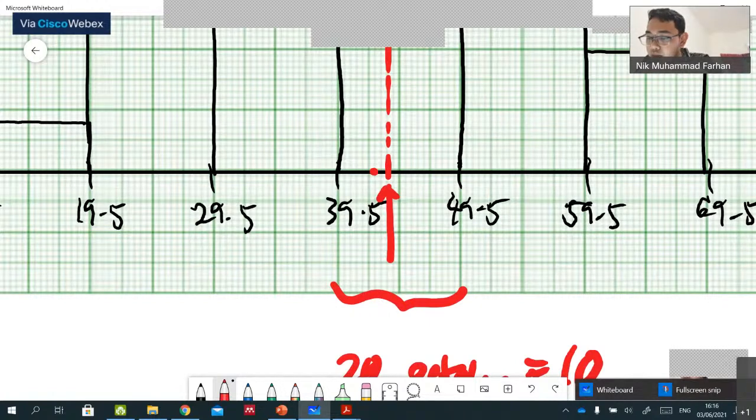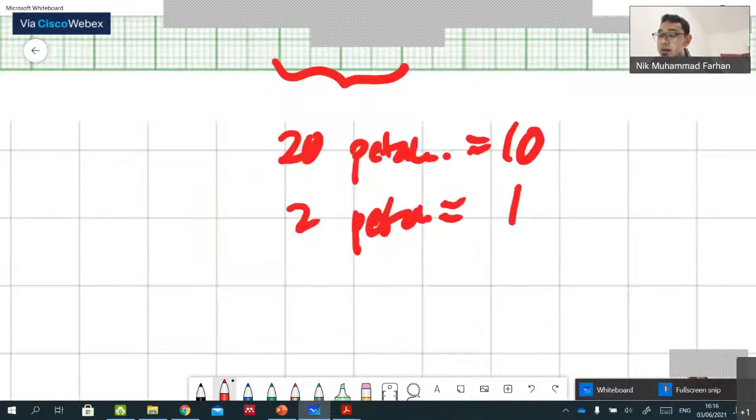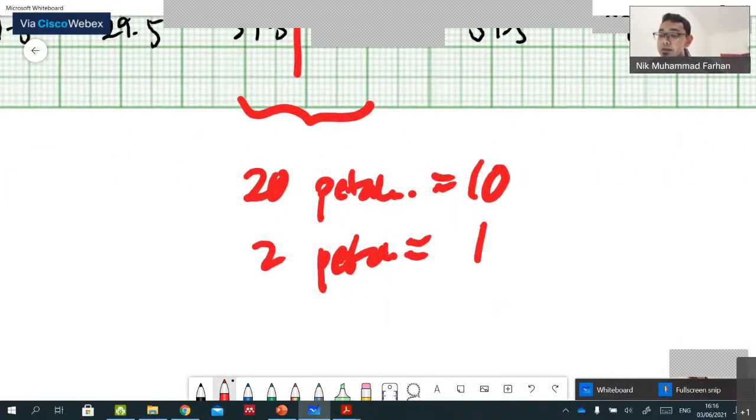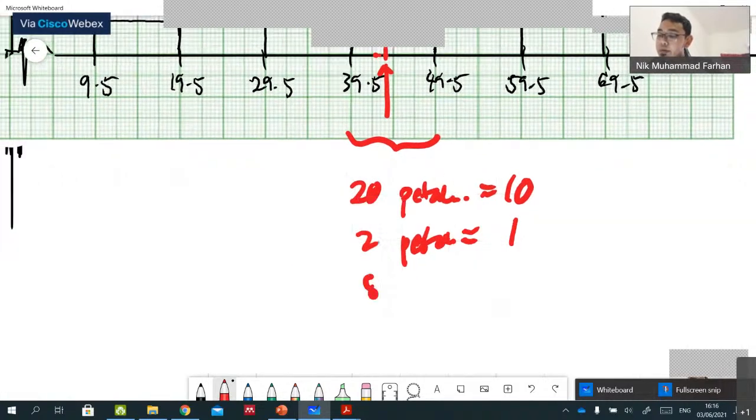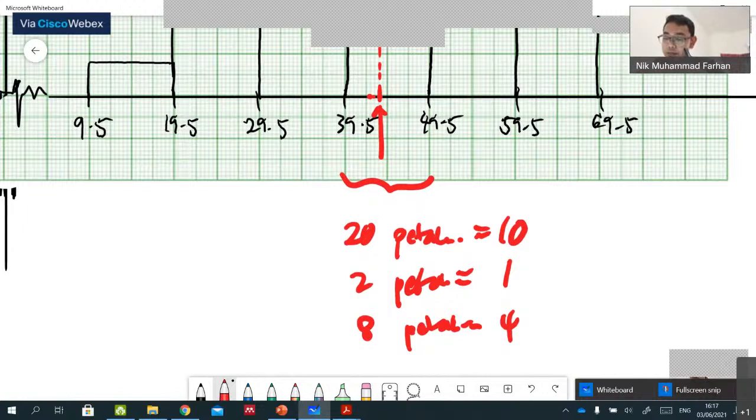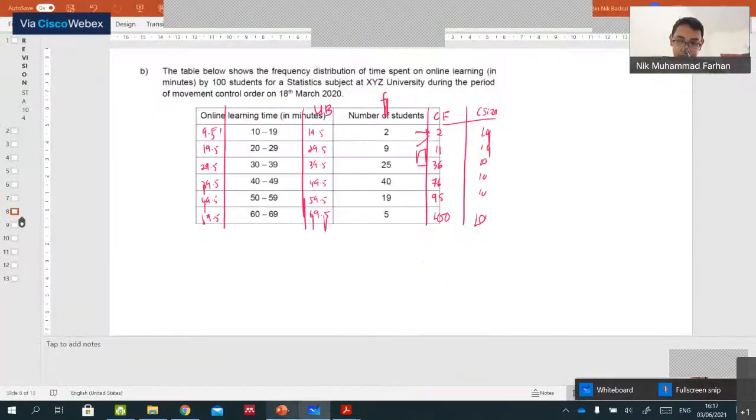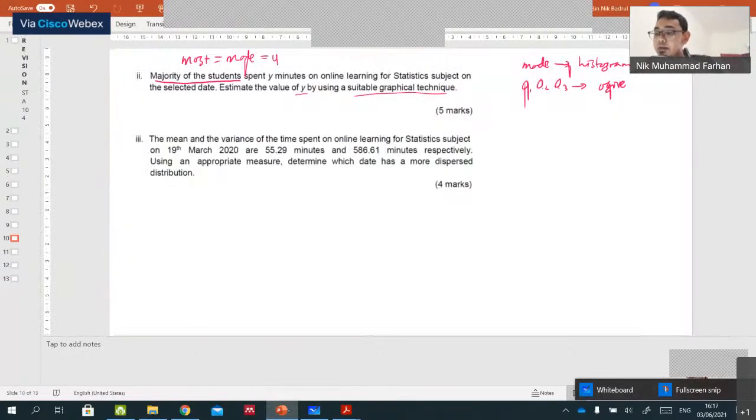Sini dah 6, 7, 8. 8 maksudnya 4 lah. 8 petak bersamaan dengan 4. So tambah 4. 39.5 tambah 4. Okay. So your mode. Apa nama tadi? Mode kan? Right. So Y ni adalah 39.5 kita tambah dengan 4. Dapatlah 43.5.